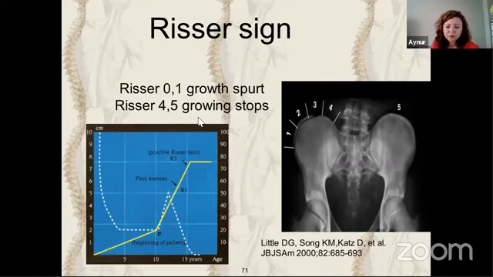This is very important for us because we use braces in Risser 0, 1, maybe 2 to 3, not 4 and 5. If a patient comes to us in Risser 4 or 5, there is no need for bracing because growing stops. It's too late for the patient. We must catch the patient before Risser 4 and 5.